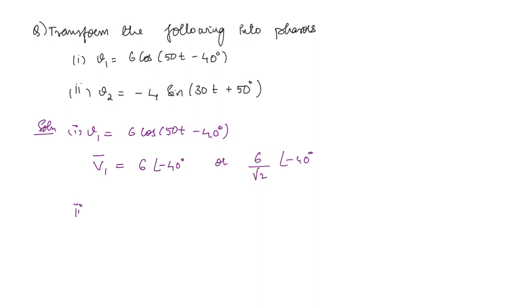Now the second question, here it is a negative magnitude: −4 sin(30t + 50). How do we turn this negative magnitude into a positive magnitude? We know that −sin theta, where theta we can take as this entire thing. When will you get −sin theta? You get it if it is cos(90 + theta).